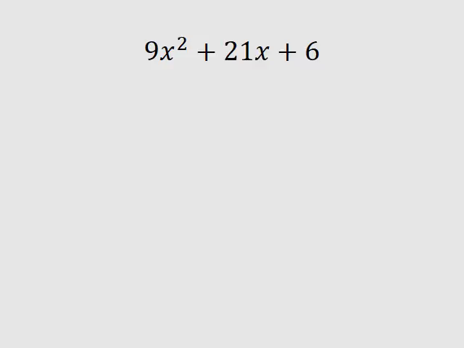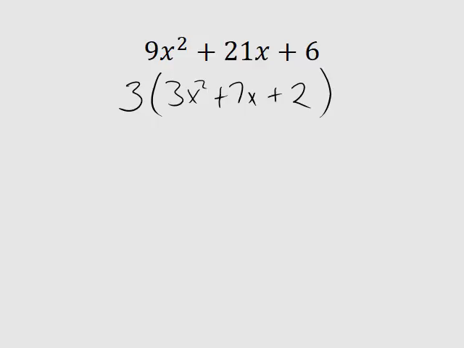All right, example number 3. In example number 3, we do have a common factor. If you look at these three terms, they all have a common factor of 3. So what I'm going to do is I'm going to factor that 3 out, and I'm left with 3x squared plus 7x plus 2. And so this is going to be much, much easier than if I did first times last on my original.